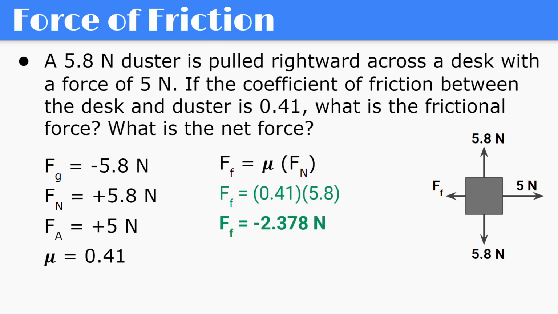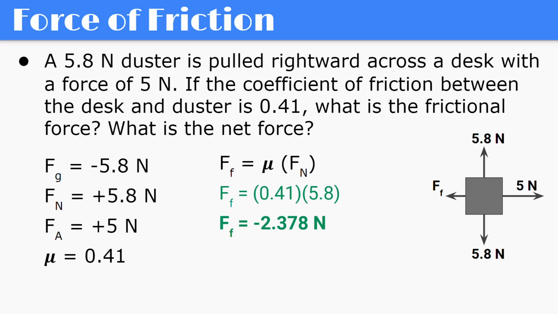Anybody know why I labeled it negative? Because it's opposing the direction of the motion. You'll notice the math itself doesn't give me a negative number. But I looked at my diagram and I said that's opposite direction as I'm going, and if I'm going positive, my friction will be negative. So I went ahead and labeled it that way.